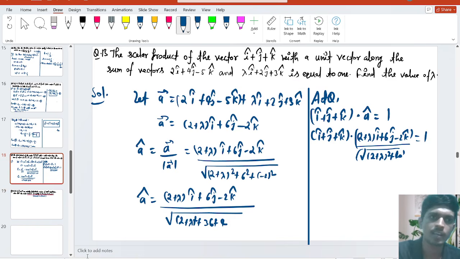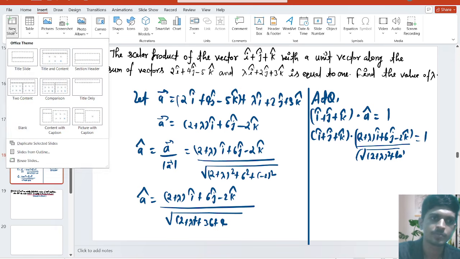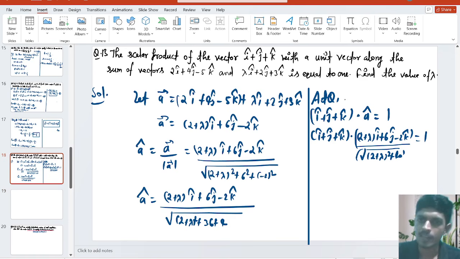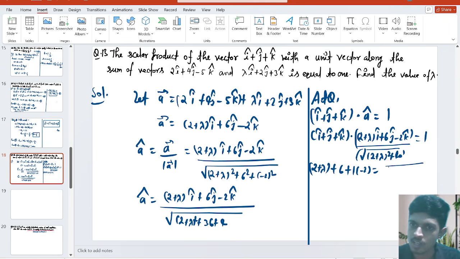Taking another slide. Here, multiply. The i cap coefficient is 2 plus lambda, this is 2 plus lambda, and the j cap coefficient is 1, so plus 6 into 1, 6. The k cap coefficient is 1, so 1 into minus 2. You get lambda plus 2, upon the root of 2 plus lambda whole square plus 14, and simplify, you get the answer.